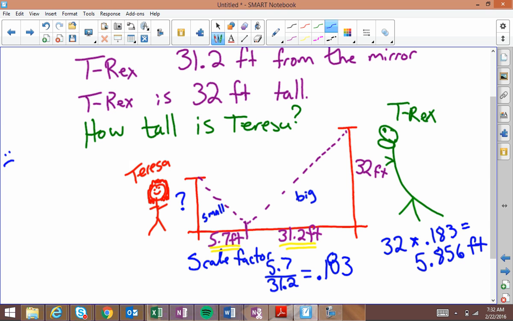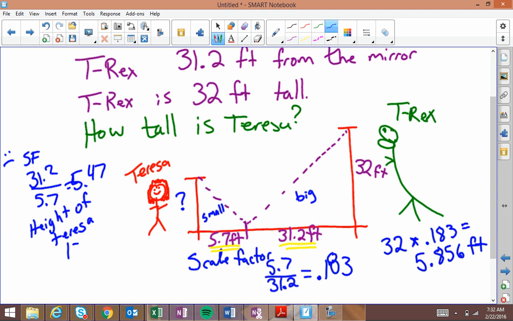If I would have done this the other way, and then my scale factor of 31.2 divided by 5.7, I would have gotten 5.47, which would have been the height of Teresa to be 175.16 feet. Does this answer make sense? No. So make sure you realize which way you're going, from small to big or big to small. Make sure your scale factor relates to that. Okay, let's do one more example.